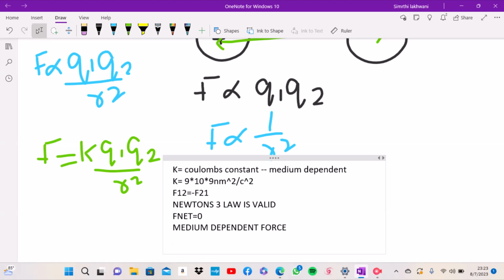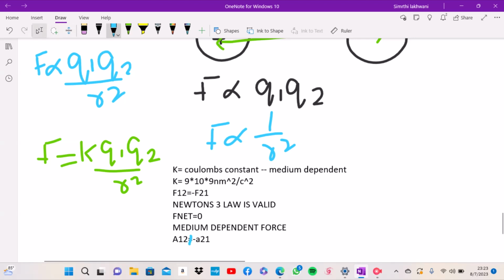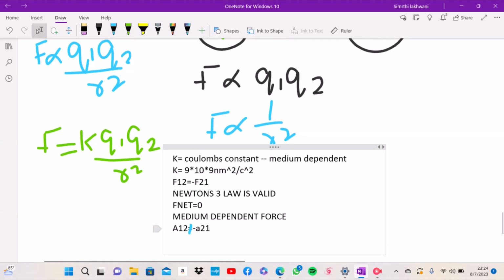When we say that the force applied on 1 by 2 is equal in magnitude but opposite in direction to the force applied on 2 by 1, does it mean that the acceleration on 1 by 2 will be equal to minus the acceleration on 2 by 1? Not at all, because I haven't said that these two charges are identical. They can vary in mass as well. So this condition doesn't exist.